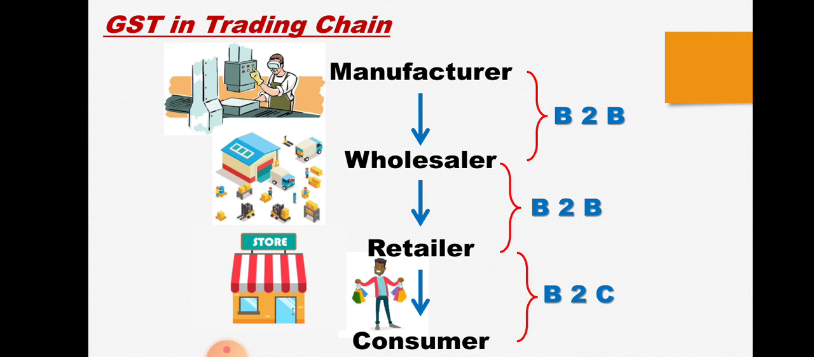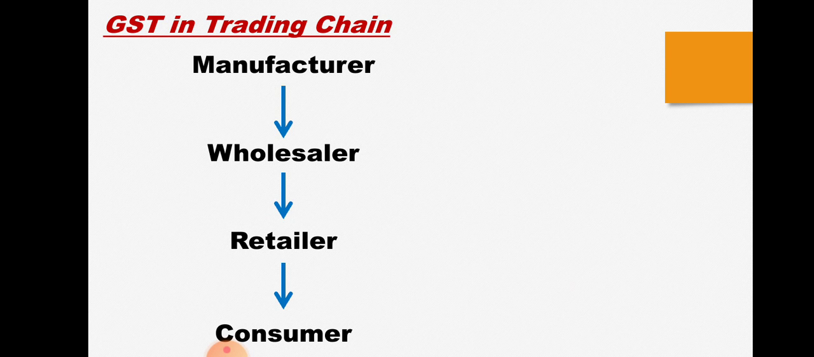We will see one example to understand this trading chain better. Suppose a good is produced by the manufacturer, and the raw material costs 50 rupees and he keeps 50 rupees profit. So the total cost price of that product becomes 100, 50 plus 50 is 100. Now GST will be charged on the profit amount. Your profit amount is 50, and 10% of 50 is 5 rupees. So 100 plus 5 is 105.